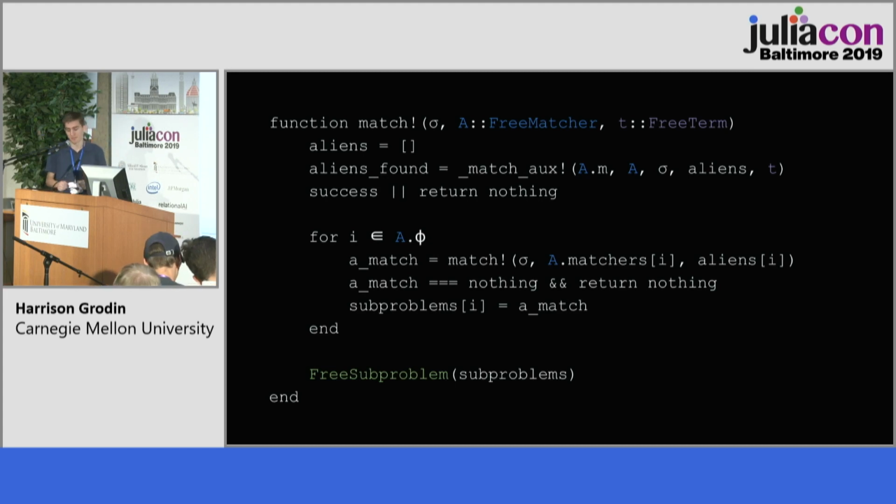So we start off by matching the free term, assuming this is a free matcher. And then we match the aliens in the right order. That's this middle for loop. And finally, we return this subproblem.